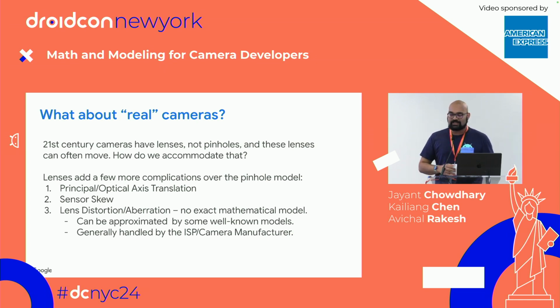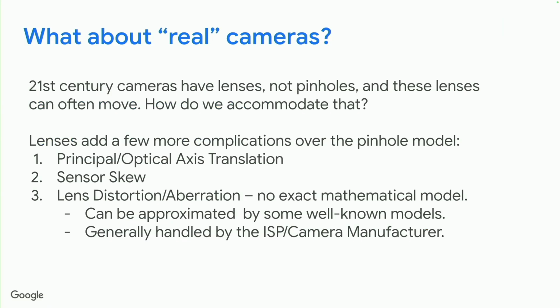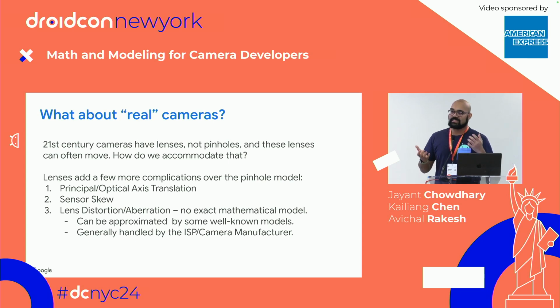So now if you have lenses, which is most cameras, what changes? There are a few things that change, two of which we can account for within our pinhole camera model. But then we have something we call lens distortion or aberration. Both distortion and aberration happen because of manufacturing defects, material properties, and stuff like that, and really can't be perfectly represented by any mathematical model, right?